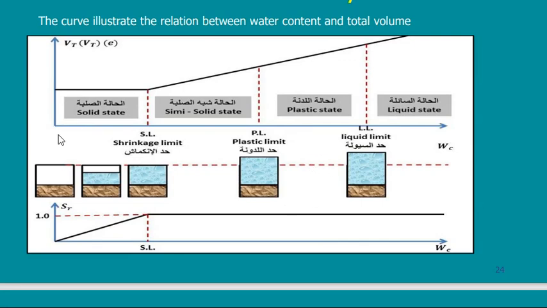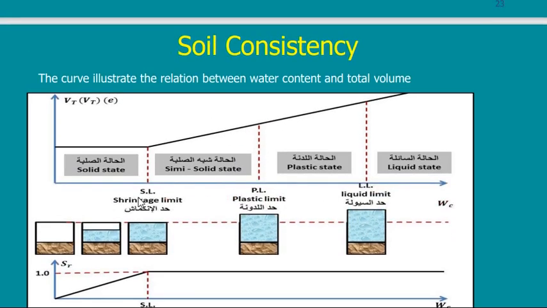This curve is written in Arabic and in English at the same time. This is very important because it gives you definitions of three main properties. This section is called index properties, or what we call Atterberg limits. These are very important properties to define the clay or the cohesive soil: the shrinkage limit, the plastic limit, and the liquid limit.